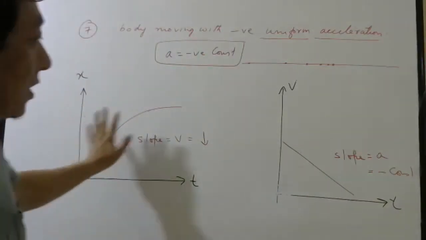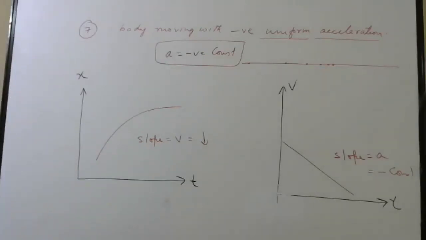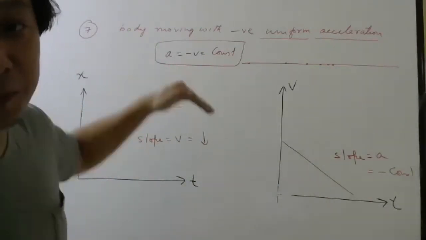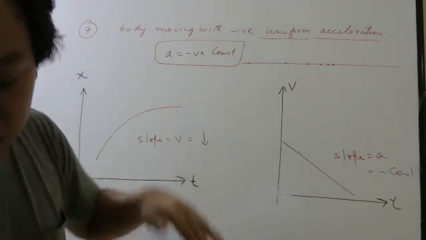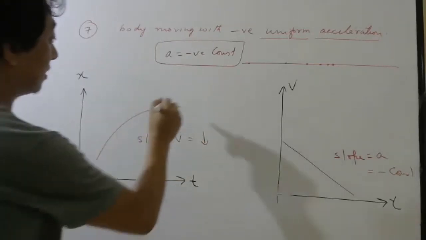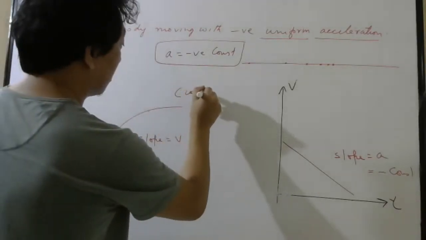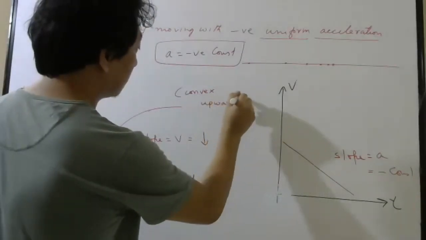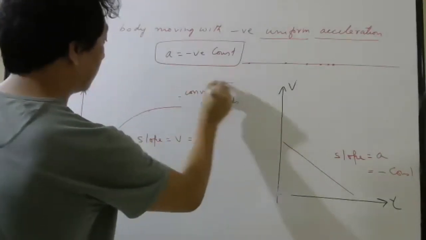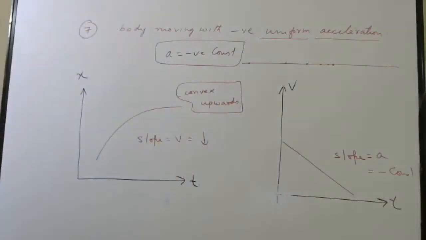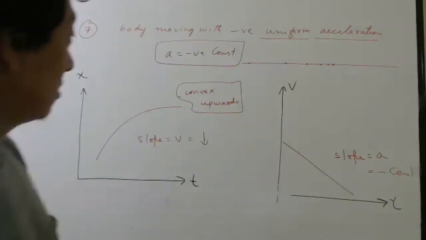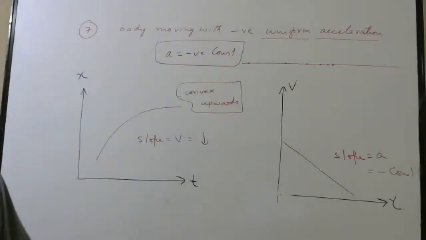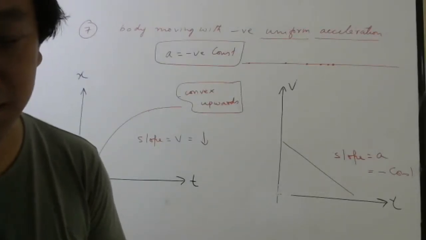So this is xt graph, this is vt graph. So this time you can see what is upwards. Convex is upwards or concave is upwards? Convex upwards. All these things I will ask tomorrow's class. All these small things. So better you revise.